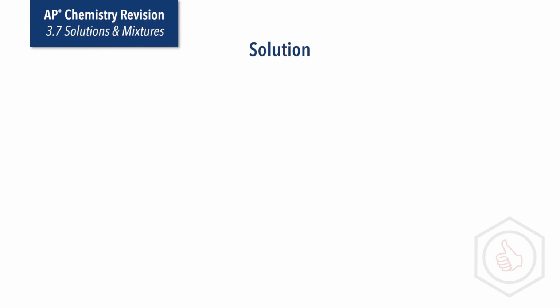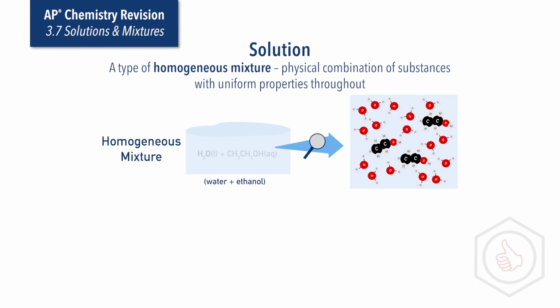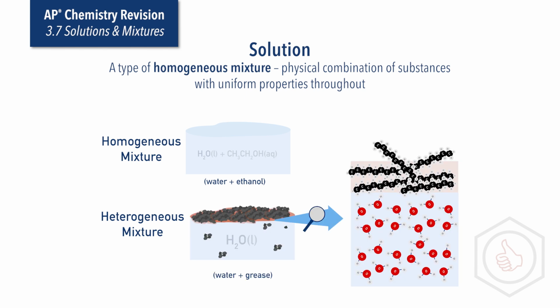A solution is a type of homogeneous mixture, a physical combination of substances with the same properties throughout the sample. For example, ethanol and water mixed together creates a homogeneous mixture, uniform throughout. In contrast, a heterogeneous mixture has parts with visibly different properties or compositions. For example, water and grease or water and oil form a heterogeneous mixture.